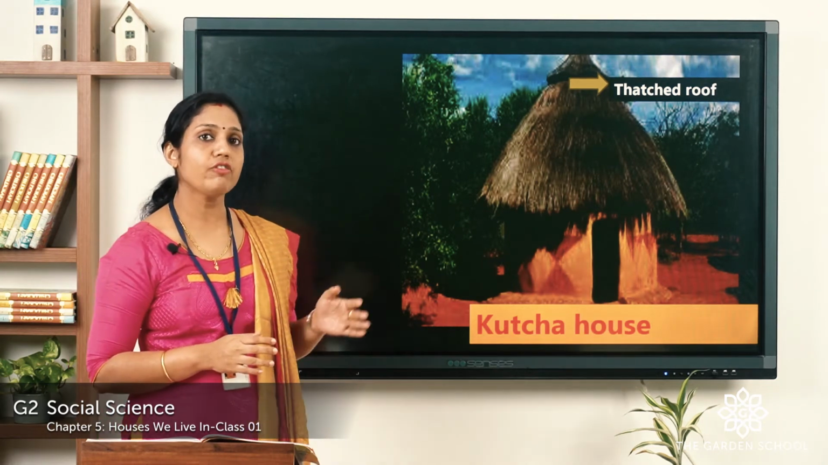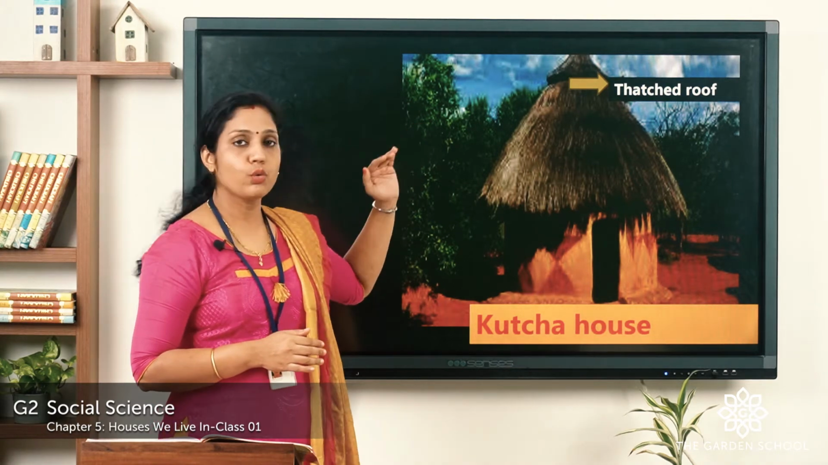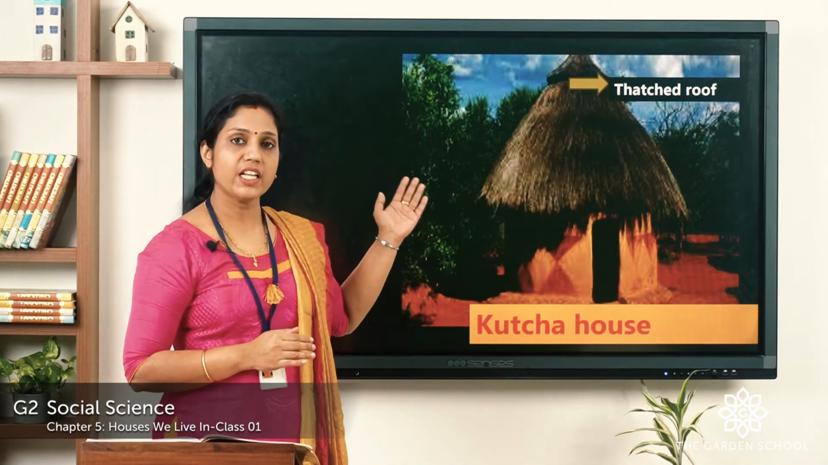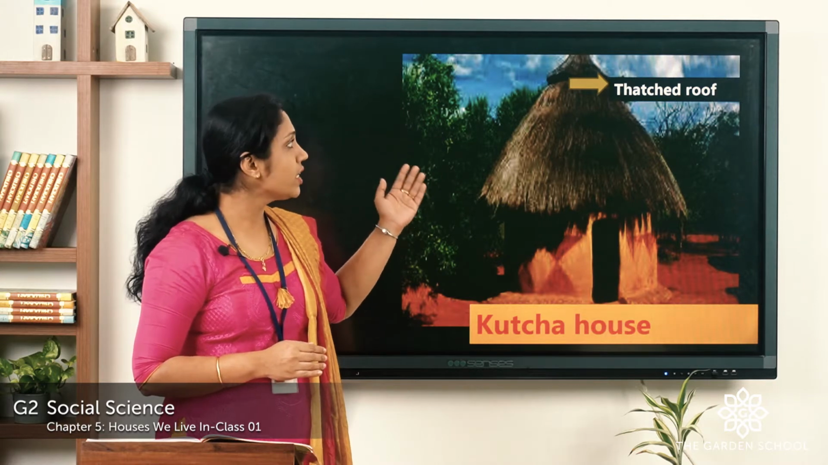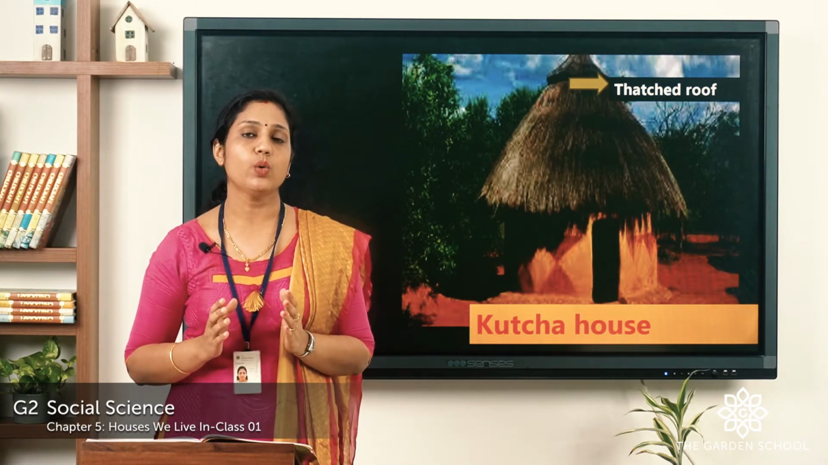This is a picture of a Kacha house. You can see it's made of dried leaves, straw and mud. You can see the roof of this Kacha house. It's a sloping roof, right? And it's made of dried leaves and straw. Such a roof that is made using dry leaves or straw is called a thatched roof. So houses made of materials like mud, bamboo, straw are called Kacha houses. These Kacha houses are mostly seen in villages. We also call it a hut.